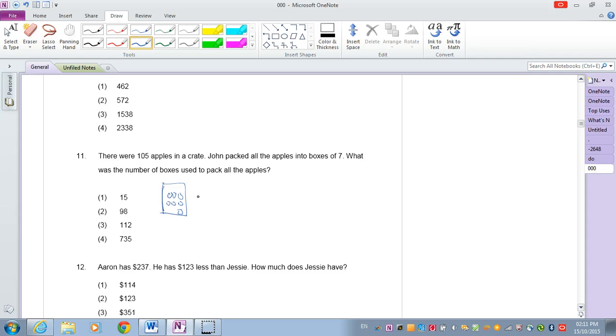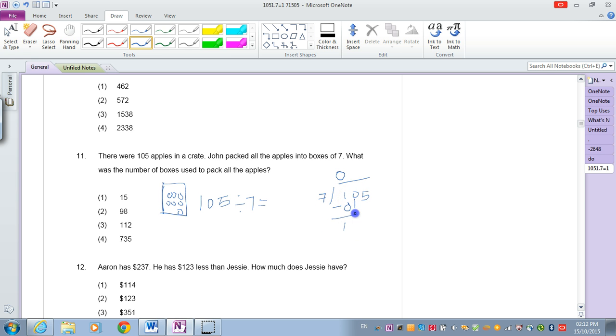Okay, would John have to actually pack in all the 105 apples? So what should we do? We should use 105 divide by 7. So you will do your working over here. So 105 divide by 7. Now 1 cannot divide by 7, so you will put a 0. And 0 times 7 will give me 0. Anything multiplied by 0 is 0. So 1 minus 0, I'll have a 1.